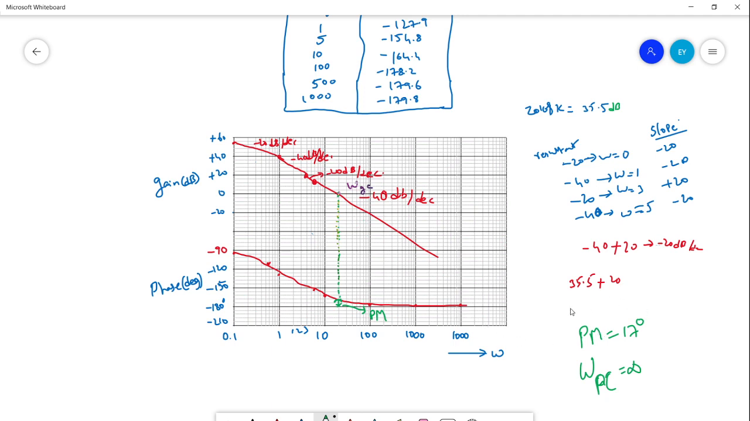So here omega GC is 11 radians per second, isn't it? Here if you observe, this is 10 radians. At 11 radians, your gain plot is crossing the 0 dB, at 11 radians per second, right? Now the phase margin is done, and the phase crossover frequency is over.